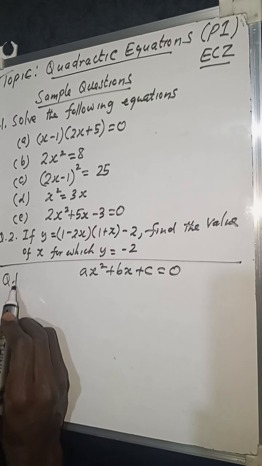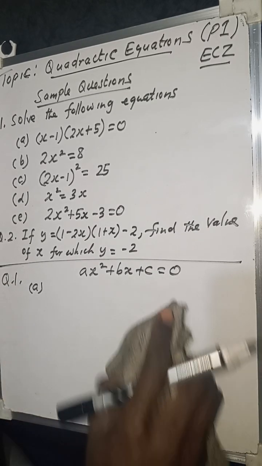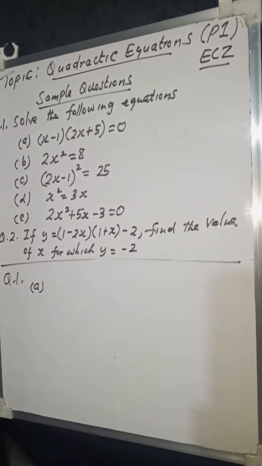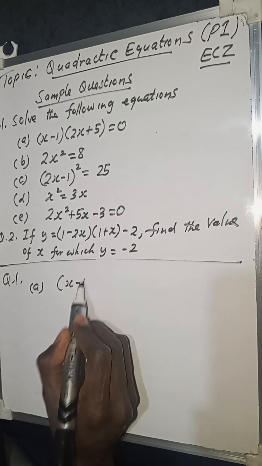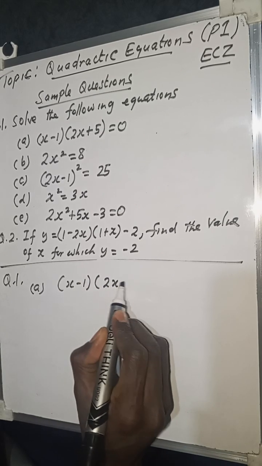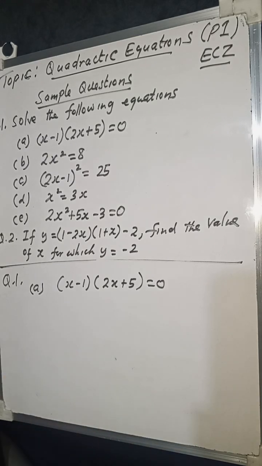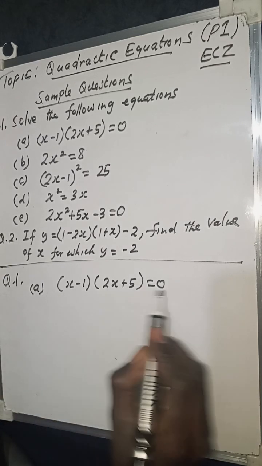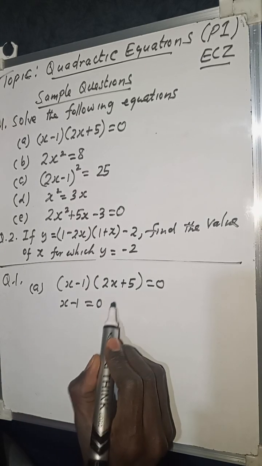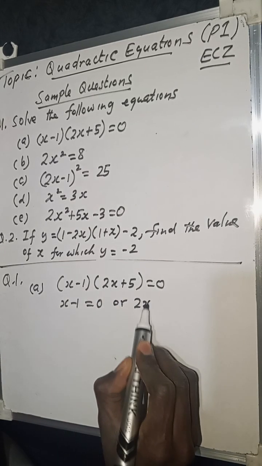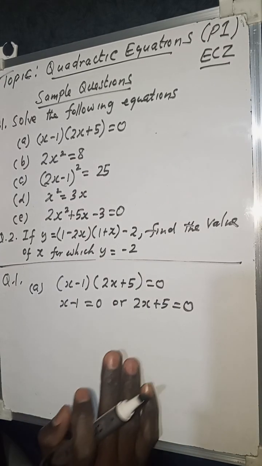If you look at question number 1a, it simply says solve the quadratic equation. This quadratic equation has already been factorized for us. It says x minus 1 and 2x plus 5 is equal to 0. So just equate each bracket to 0. That is what we mean. So it will be x minus 1 is equal to 0, or 2x plus 5 is equal to 0. Then you can work them out independently.